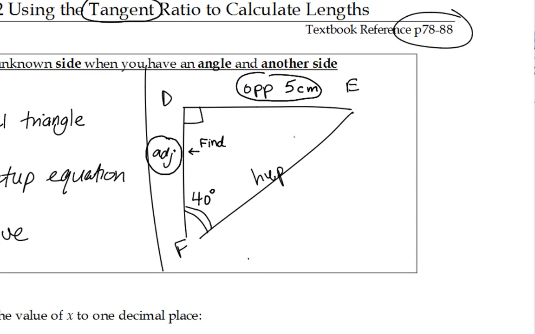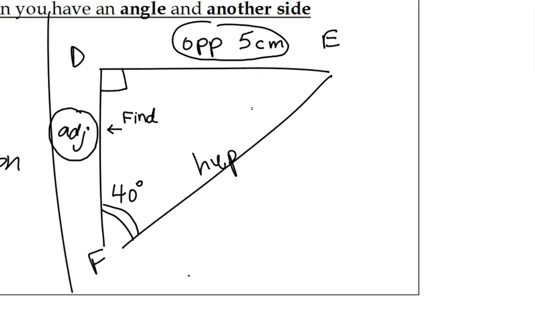So if I was to blow this slide up and write an equation using tan of 40, what would the tan of 40 be equal to? 5 over the adjacent, which we can call x. Let's just call it x here. So now all you have to do is put a 1 underneath there and cross multiply.